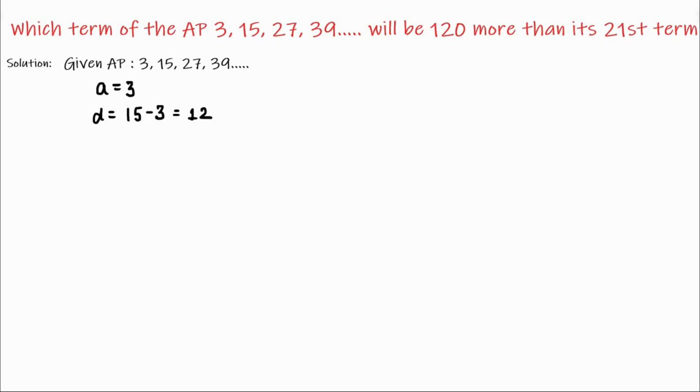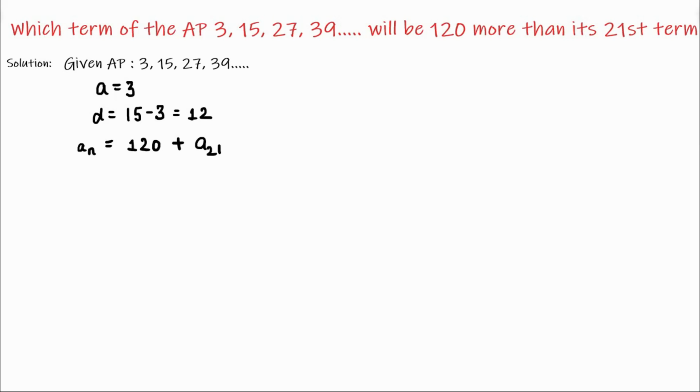Now we are asked which term is 120 more than its 21st term. So writing this in mathematical form, we say that an, let the nth term be 120 more than the 21st term. So we write an equals 120 plus A21. So in A21 the value of n is 21.